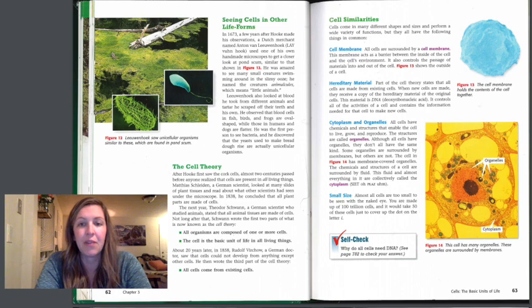Hereditary material. Part of the cell theory states that all cells are made from existing cells. When new cells are made, they receive a copy of the hereditary material from the original cells.